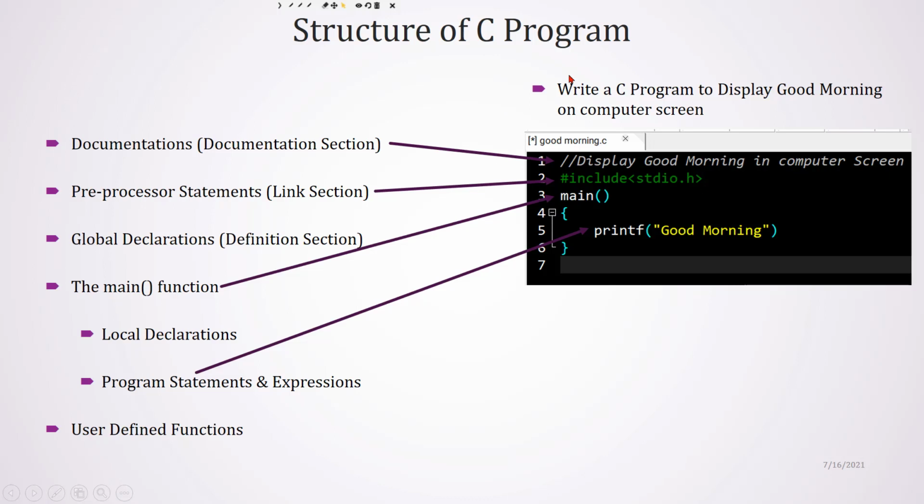So, structure of a C program. A C program contains the following parts: documentation part, preprocessor statements, global declarations, the main function, local declarations, program statements and expressions, user-defined functions. So no need to worry about all these terms. We'll look at them one by one. So here I have a small program to display good morning.